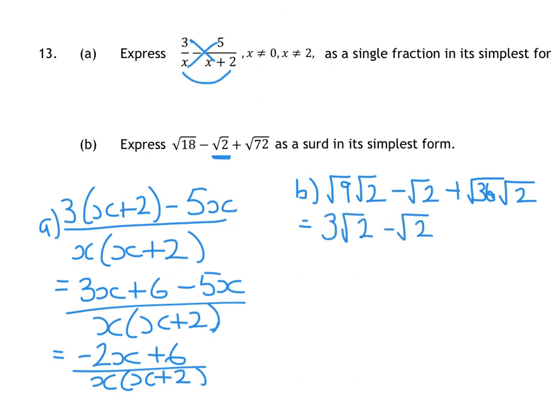Take away root 2, and the square root of 36 is 6. Now remember, there's a secret number 1 in front of that middle one, so really what you've got is 3 take away 1 plus 6, which is 8. So we're left with 8 root 2 for your final answer. Okay, thank you.